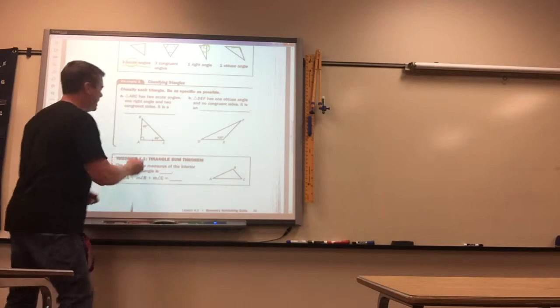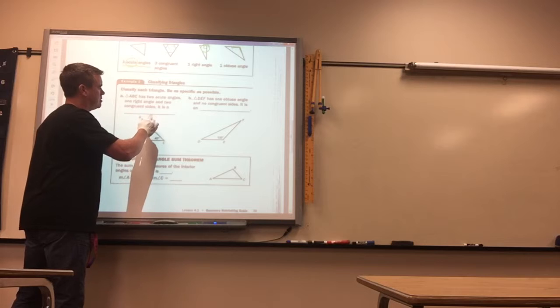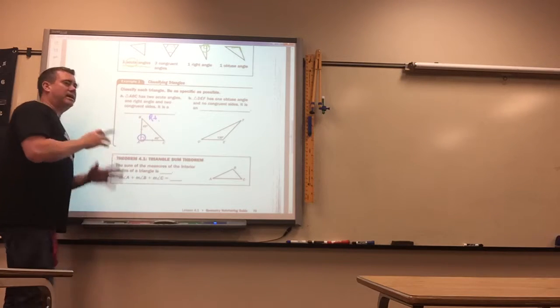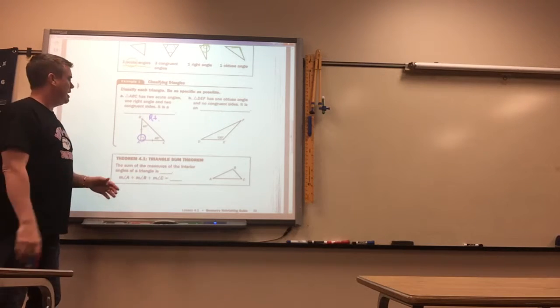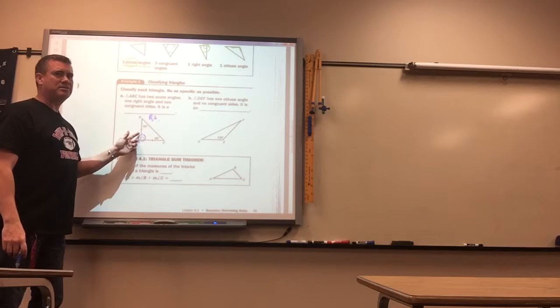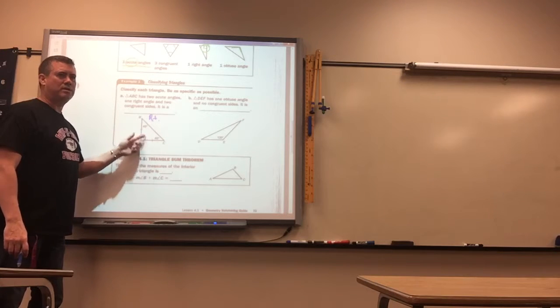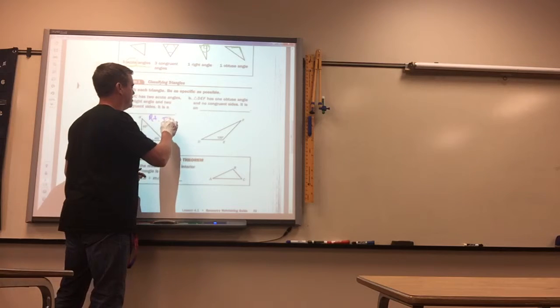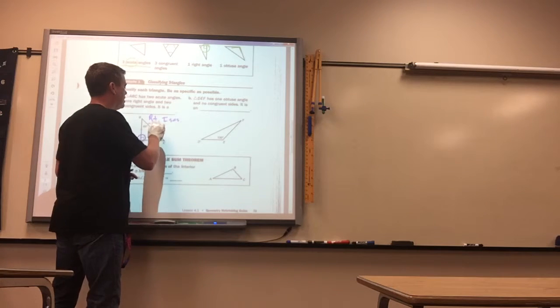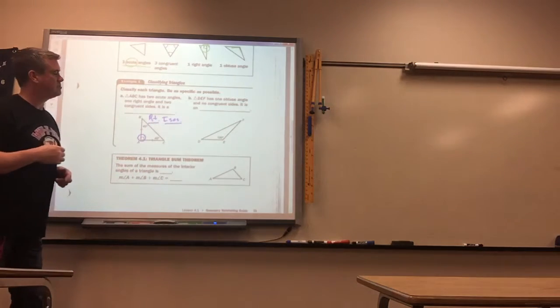So this one, looking at it, it's a right acute triangle. So there I classified it by the angles. And then to classify by its sides, it's a right what? Isosceles. So there's the angles, there's the sides.